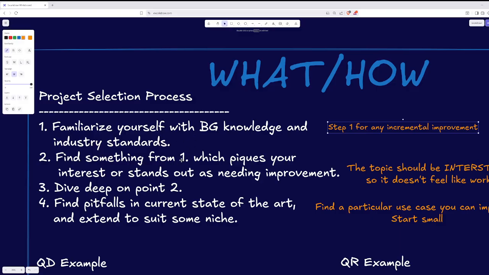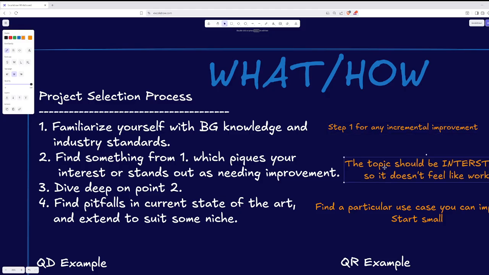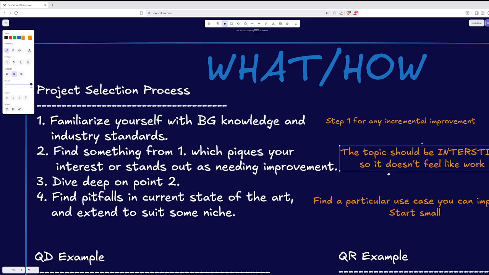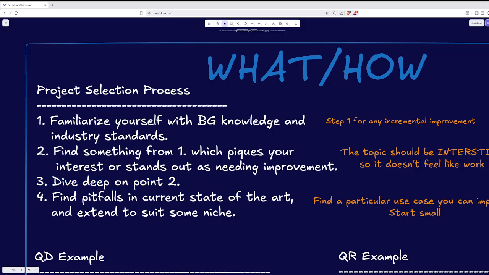So that's important. Next is, in the process of one, you should find something which piqued your interest and maybe stands out as needing improvement, right? So you should select something that's interesting to you, again, so that this doesn't feel like such a task that you hate doing. And once you pick that thing that piques your interest, dive deep on that. Really get particular here, get niche down here. And I have some examples below. So this feels very abstract now, but I will concretize it with a dev and research example in a second.